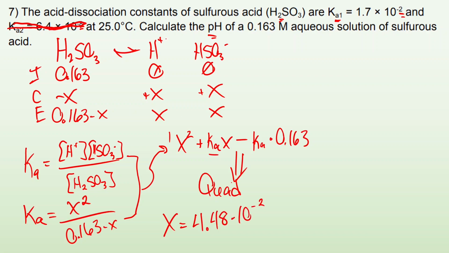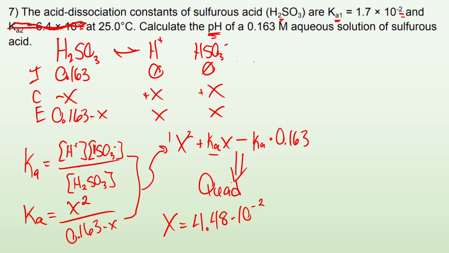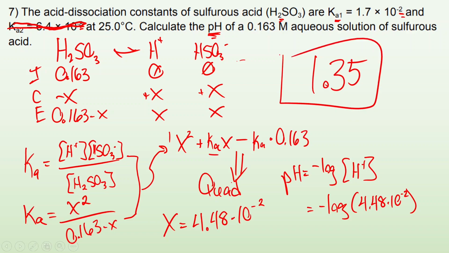So now if I'm trying to solve for the pH, I can go, well, now I plug in pH equals my negative log of my H plus ion concentration. So I plug that in, negative log of that 4.48 times 10 to the minus 2. And I end up with a final answer of 1.35 as my pH for that one. All right.